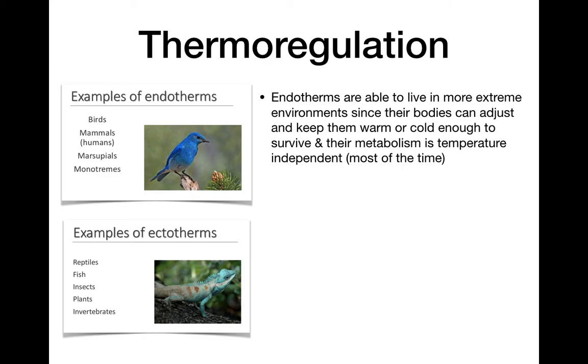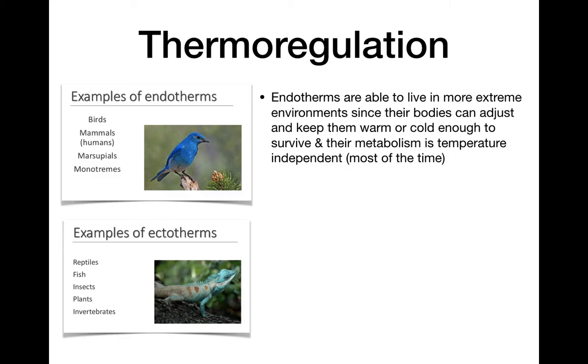Now, they can't deal with it if it gets too extremely cold. They can get cold like humans. We're endotherms, and if we get too cold, our body can't maintain our warm temperature, and we can get hypothermia. And if it gets too extremely hot, we can also end up getting heat stroke. So while we're more flexible, we can't live just anywhere.